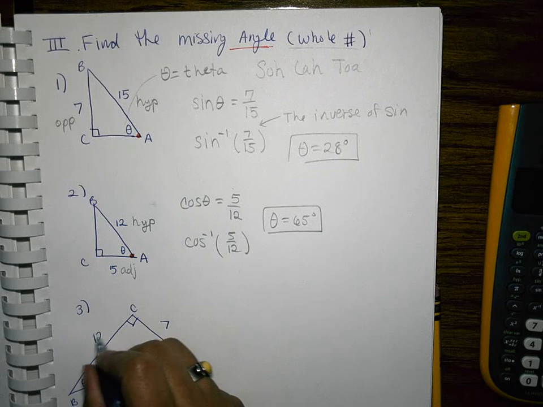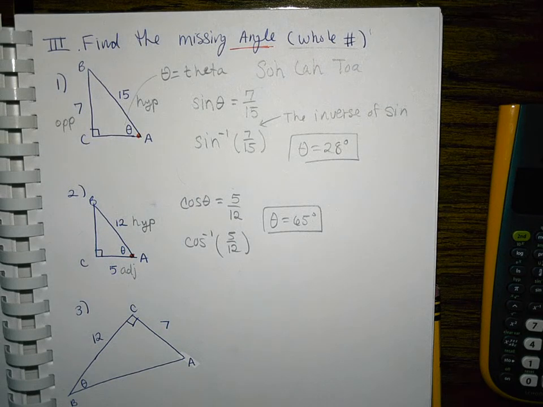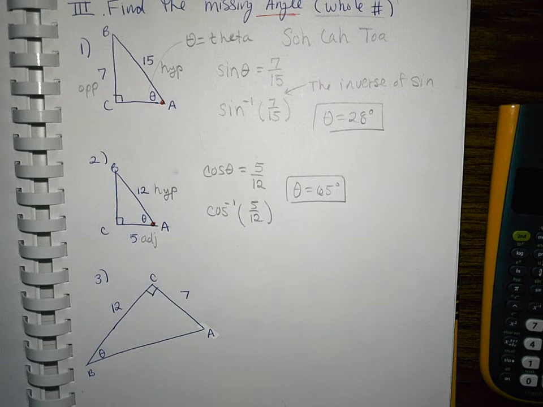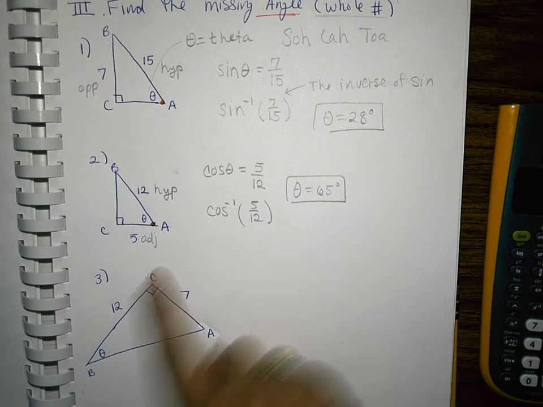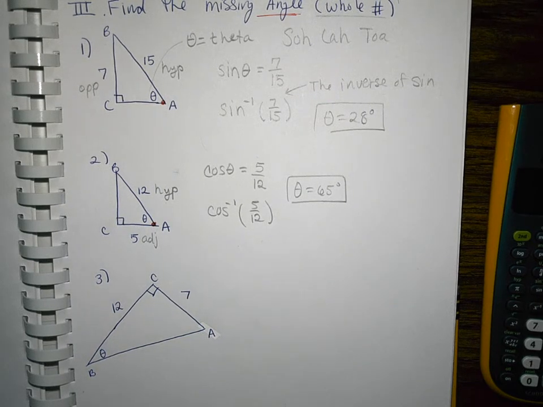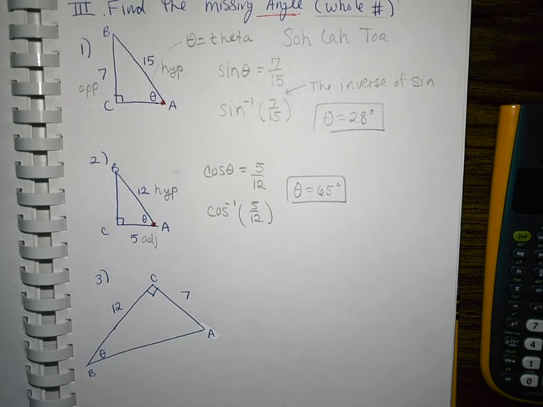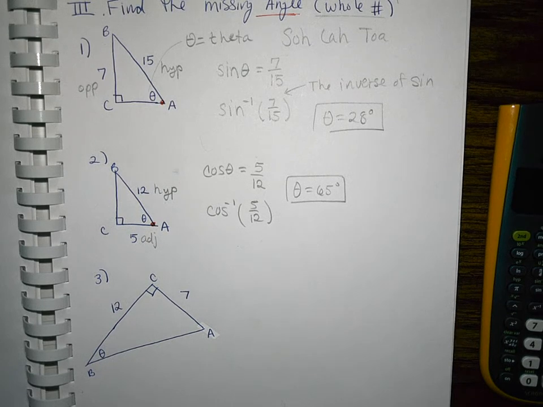Draw your right triangle, ABC. I'm labeling CA as 7 and BC as 12. And I put theta in this corner over here. Theta will not ever be in your right angle. All right, same as before, same as we've been doing, label your sides in reference to your theta. Theta is what we're looking for, so I'm going to put a little red dot there.